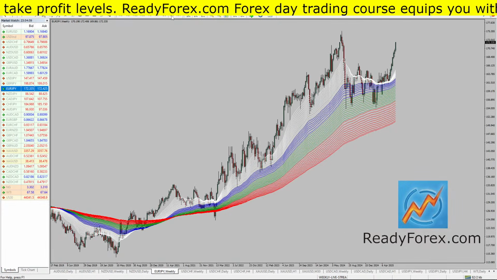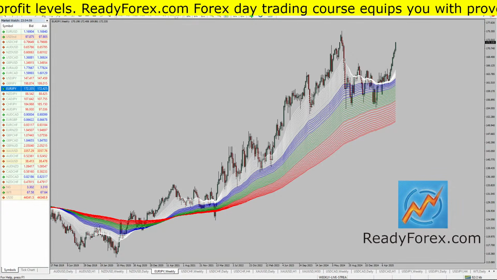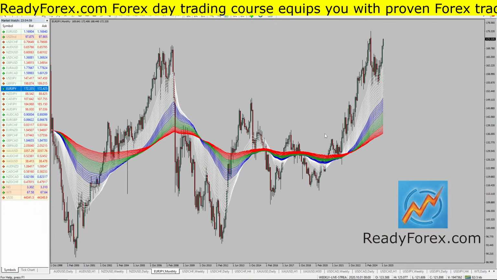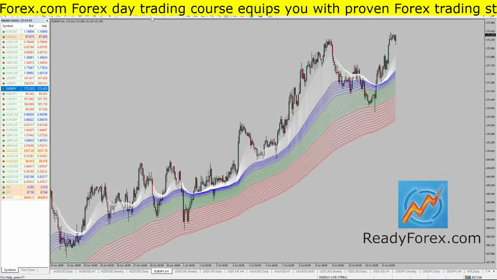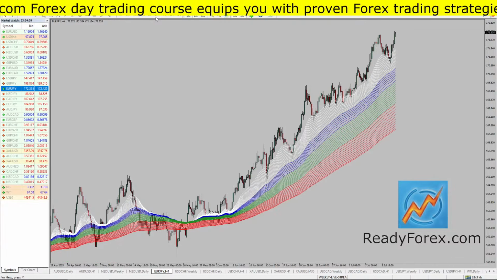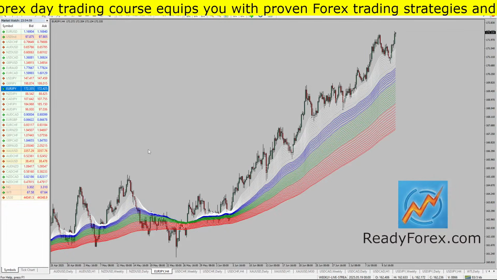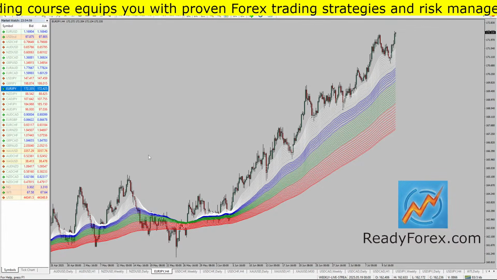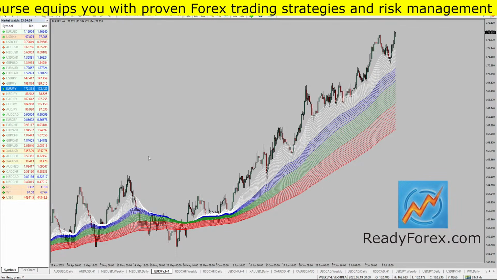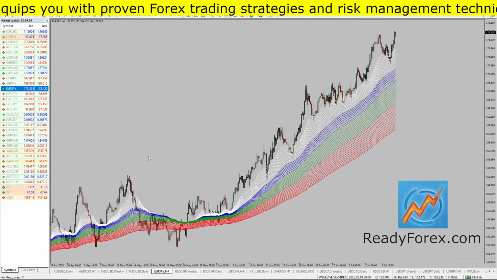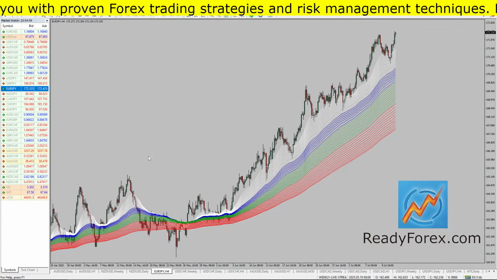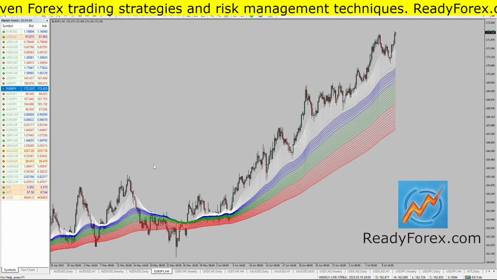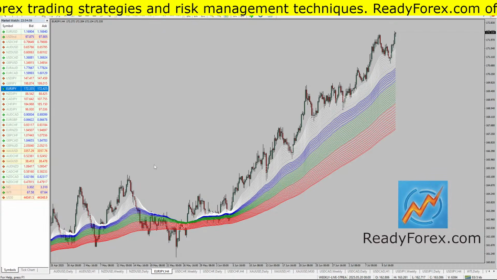Even if you check out the weekly, it's still an uptrend going on. If you check out the monthly, same story, uptrend. So I think it's a good idea to look for buy trades using day trading strategies. Now if you do not have a day trading strategy, you can visit my website readyforex.com and you can learn it from there. So the trend is clear.